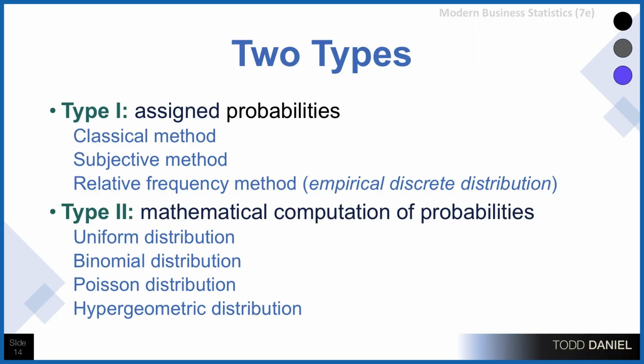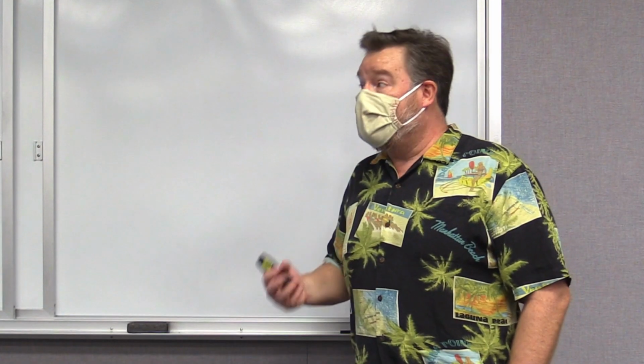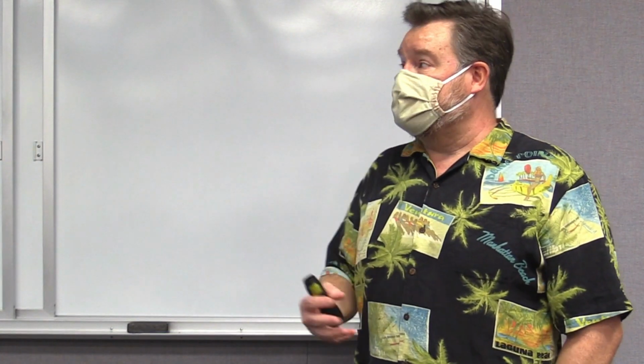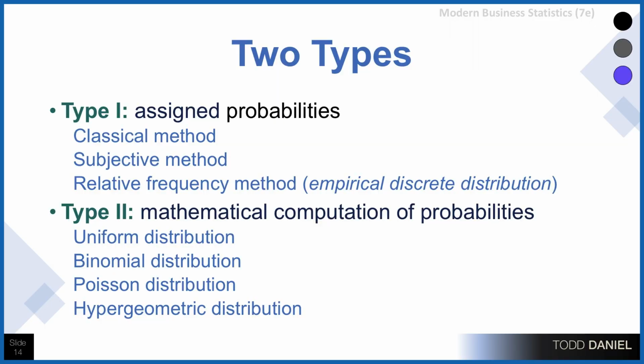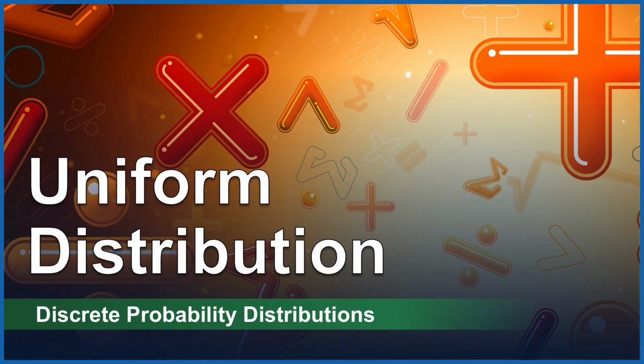We could use the classical method, the subjective method, or the relative frequency method. Or we could mathematically define using either the uniform distribution, binomial distribution, Poisson distribution, or hypergeometric distribution. And that is what we're going to do now. We're going to start with the uniform distribution, which will be the first discrete probability distribution that we'll learn about. And it is the simplest.